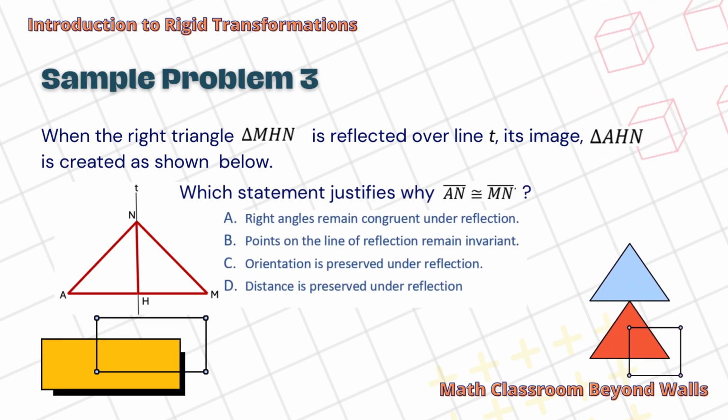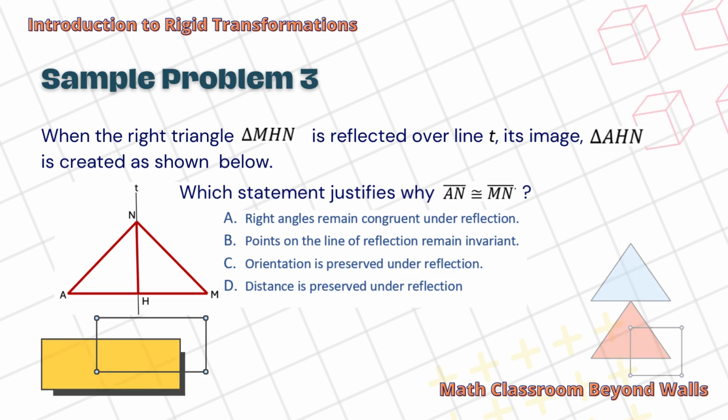A. Right angles remain congruent under reflection. B. Points on the line of reflection remain invariant. C. Orientation is preserved under reflection. D. Distance is preserved under reflection.